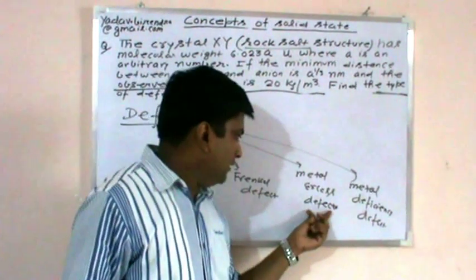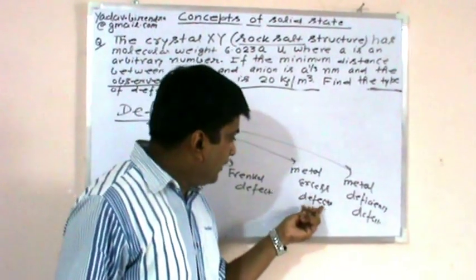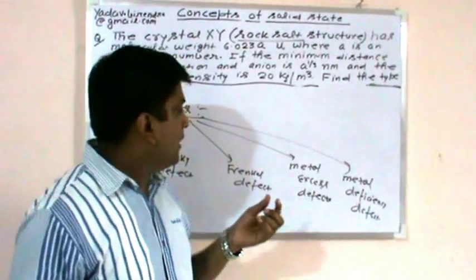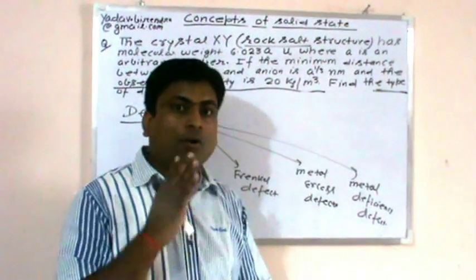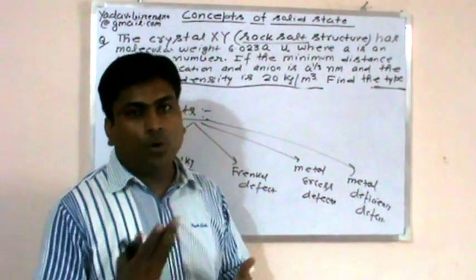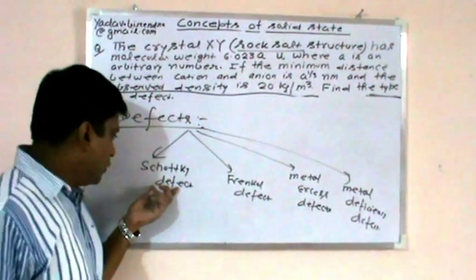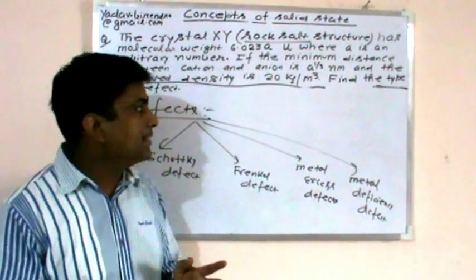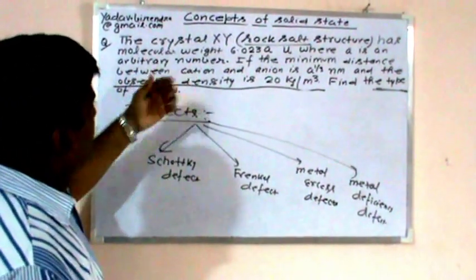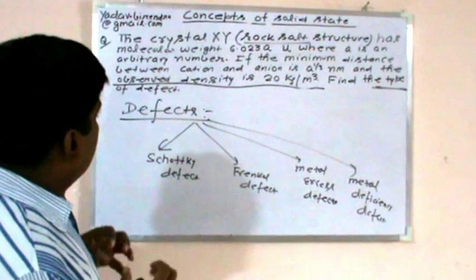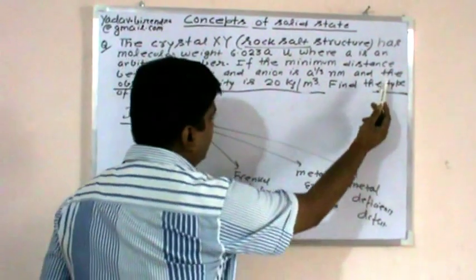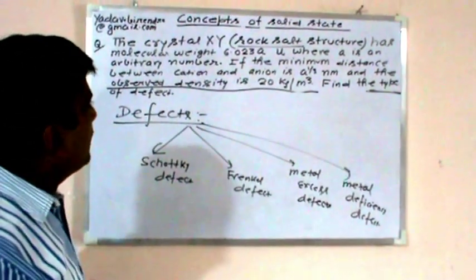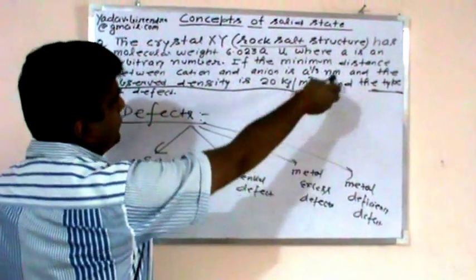In metal excess defect, as you see here, the density increases because metal is in excess. Now if density increases, then observed density will be more than calculated density, while in Schottky defect the observed density will be less than the calculated density. Now look at the question. The question says you need to find the type of defect. Here observed density is given, which means we have to calculate the density on the basis of given data.